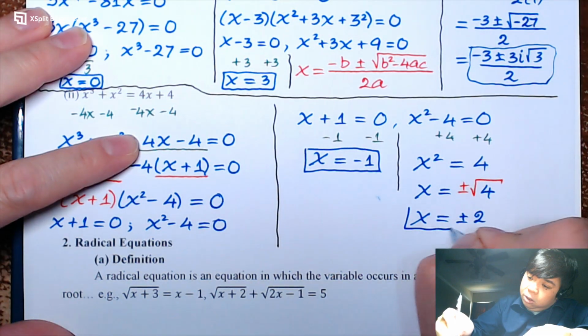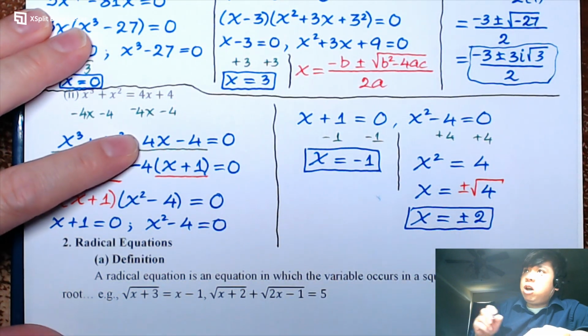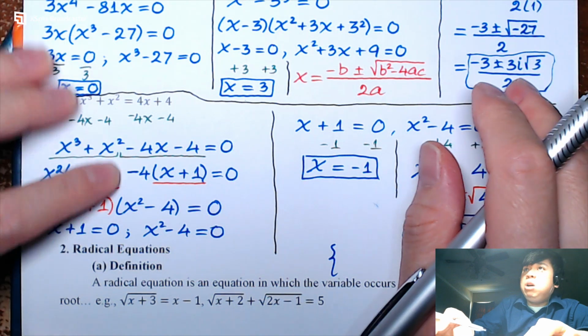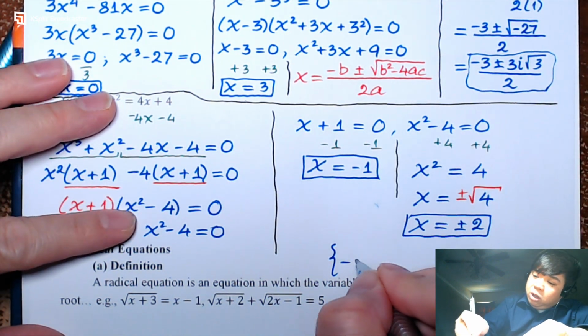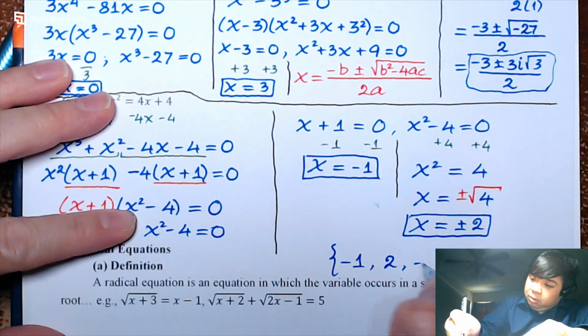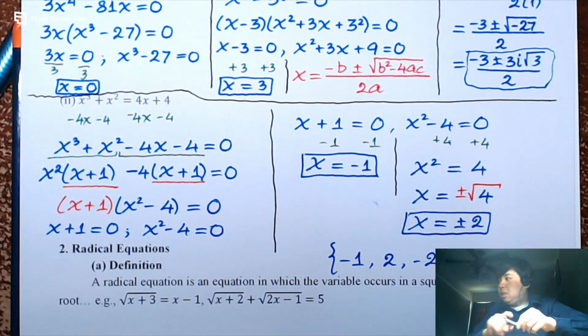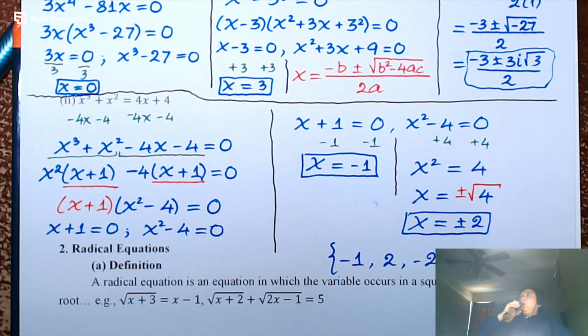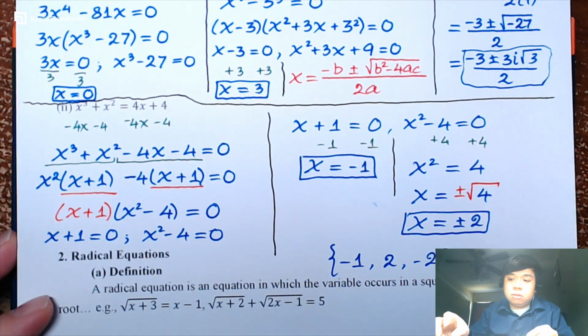Right, so negative 1 plus or minus 2. In the previous problem I didn't have space to write, but you can write the solution in the curly bracket like that. So that.